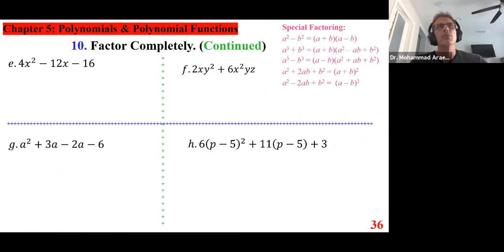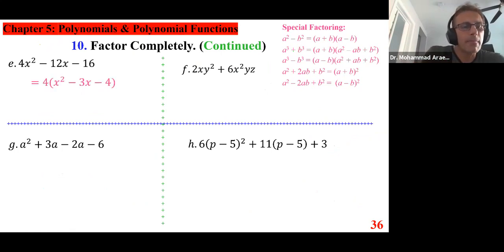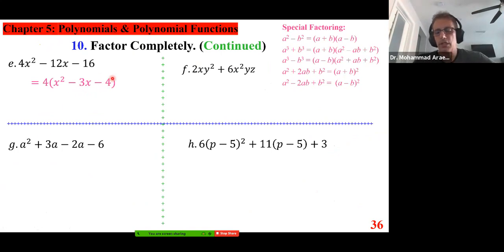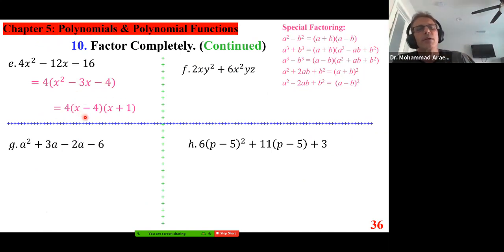All right, 4x squared minus 12x minus 16. What is the very first step? The first step is GCF if there is any. And I hope you realize number 4 is in common. So we take it out. Now it becomes easy. We want two numbers. The product is -4, the sum is -3. So we get 4 times x minus 4, x plus 1. This, by the way, you can write in any order. You can write x plus 1 times x minus 4.